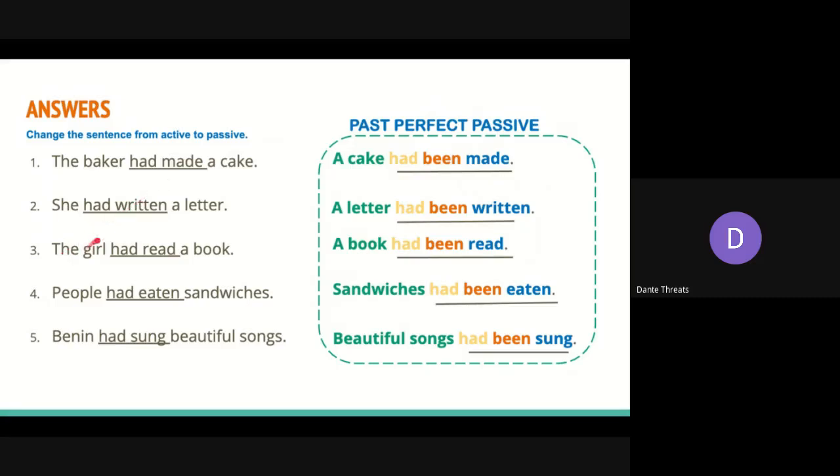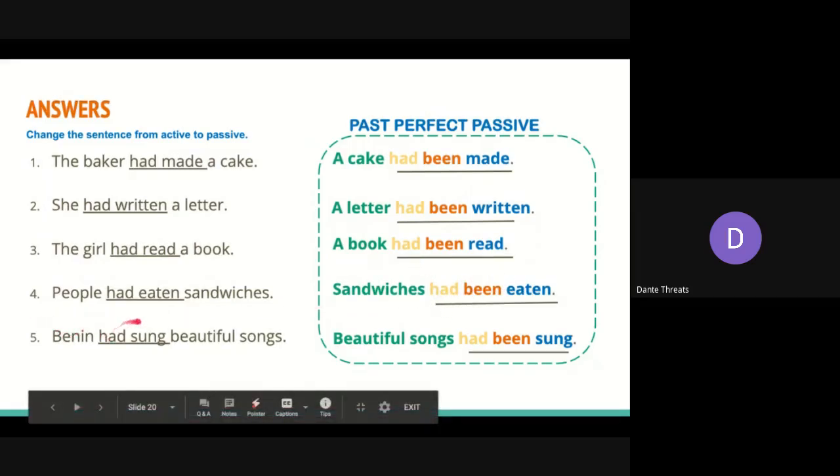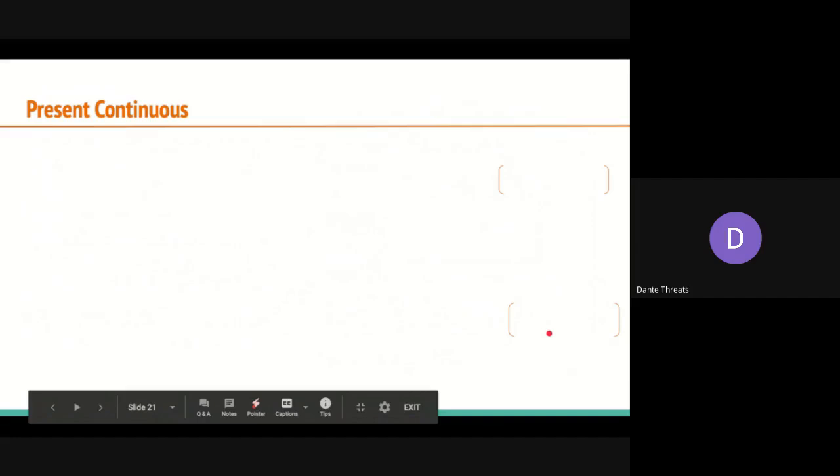Number 3, the girl had read a book. A book had been read. People had eaten sandwiches. Sandwiches had been eaten. And Benin had sung beautiful songs. Beautiful songs had been sung. Okay. All right.